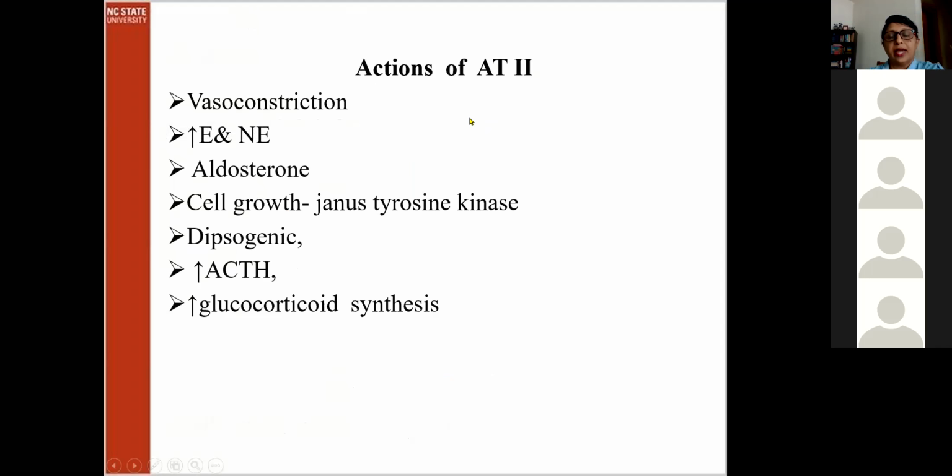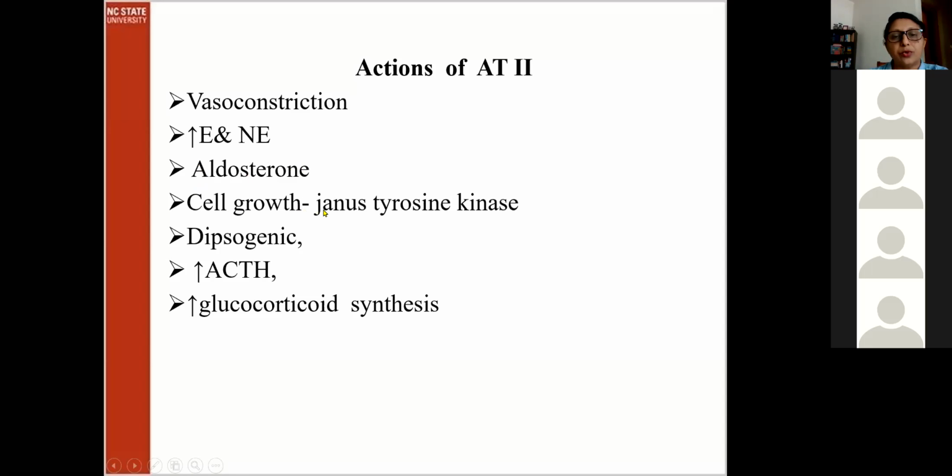Then what are the actions of this angiotensin 2? I told you it causes vasoconstriction, severe vasoconstriction, so it increases the BP. Then it increases secretion of epinephrine and norepinephrine, again increasing BP. Then it increases aldosterone secretion, so there will be sodium water retention and potassium excretion. So there will be increased blood volume. And angiotensin also causes cell growth.